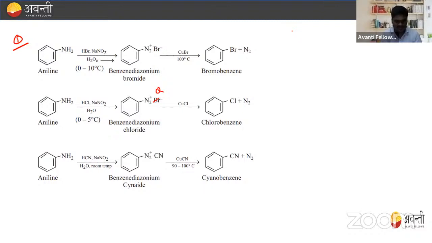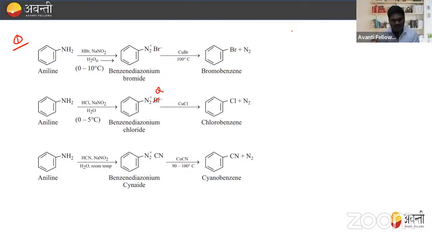Similarly, when they are treated with CuCN (KCN/N2CN) in the presence of copper cyanide, this diazonium group, that is N2, is removed and the CN will be formed. So they will get cyanobenzene. Whenever you want to convert aniline into bromobenzene, chlorobenzene or cyanobenzene, always remember this formula, right?